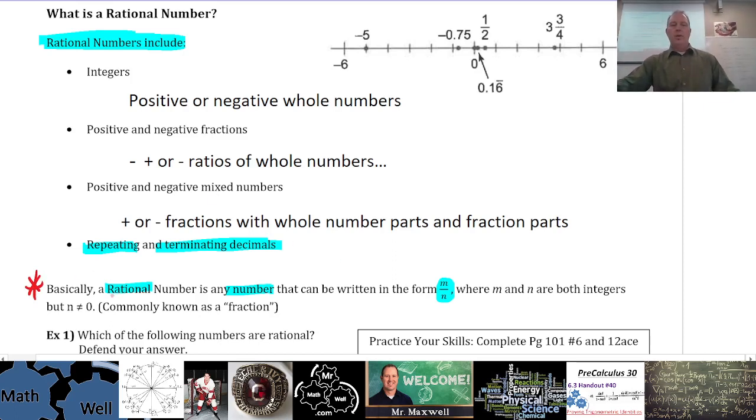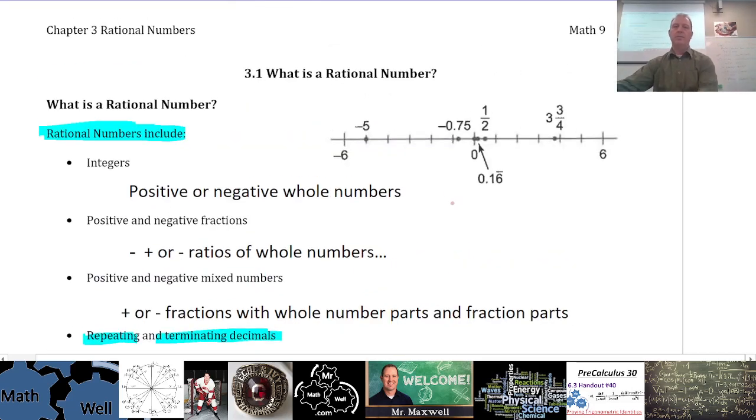So that's what a rational number is. Any number that can be written in this form. That is a ratio of two integers. So if you look back up at the number line here, okay, -5 can be written as two integers. That's -5 over 1. Or -10 over 2, and so on, right? So -5 is definitely a rational number.